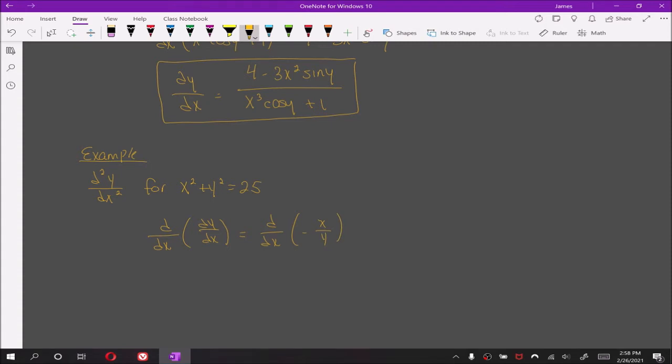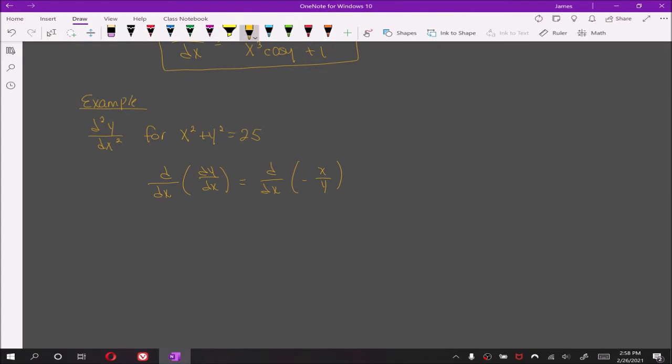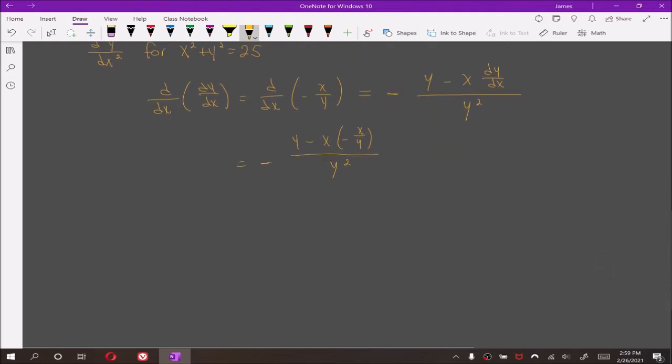So this is a quotient rule. That negative is a constant, so just leave it. All right, so it would be the denominator times the derivative of the numerator minus the numerator times the derivative of the denominator all over the denominator squared. However, dy/dx is negative x over y, so we substitute that in. And now it's just algebraic simplification.